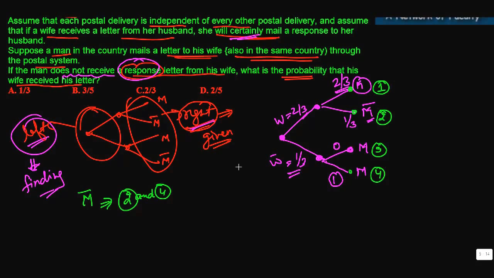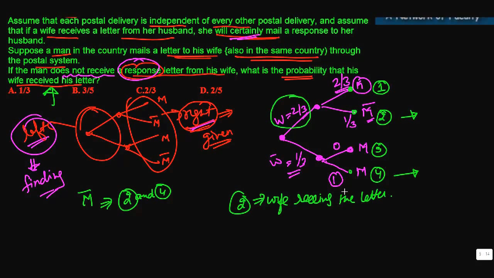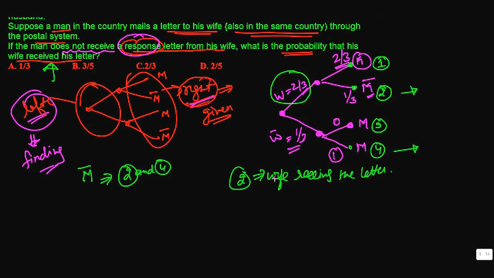Okay, so what they are saying is, given that he is not receiving the response, so either he is in node 2 or he is in node 4, we need to find out the probability that the wife received the letter. So when is the wife receiving the letter? The wife is receiving the letter here, which is a part of node 2. So node 2 is where the wife is receiving the letter. Now, rather than solving it through the Bayes theorem formula, I will solve it from the standard probability concept.